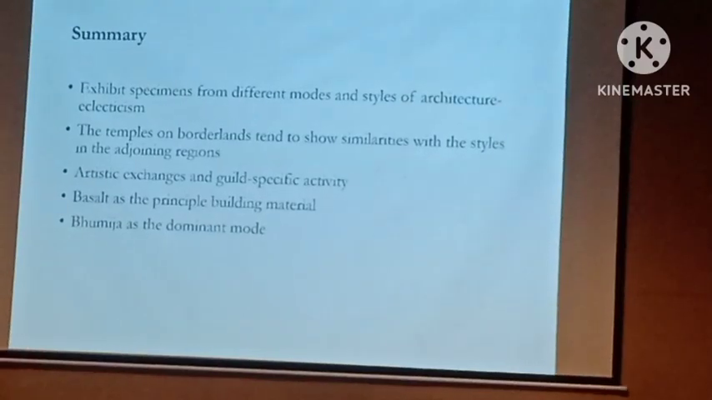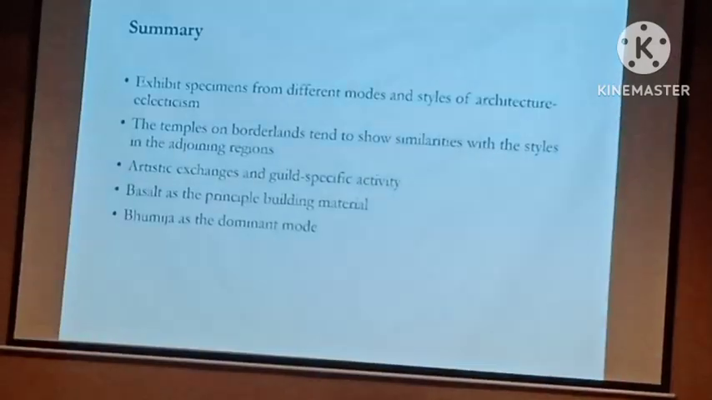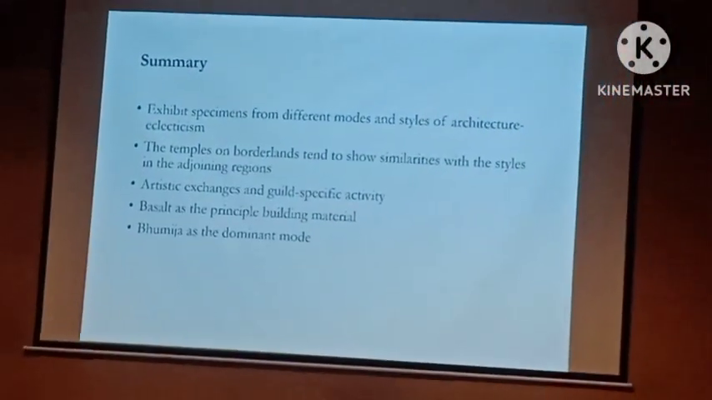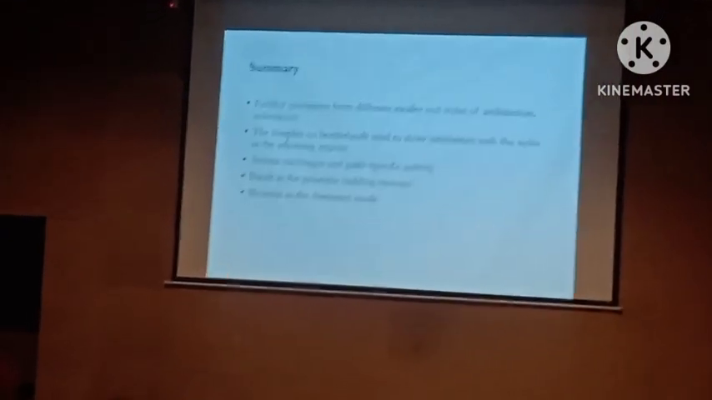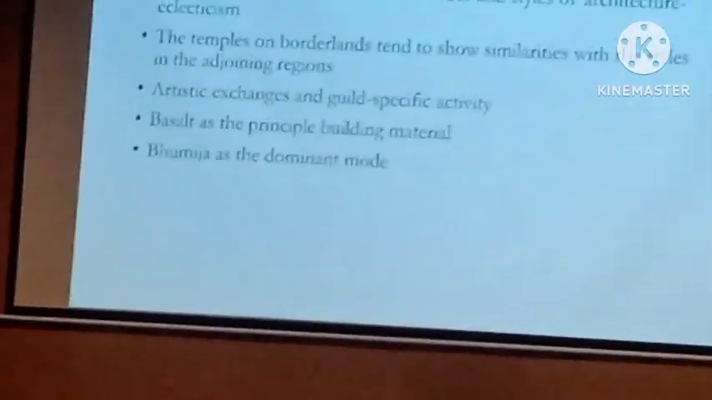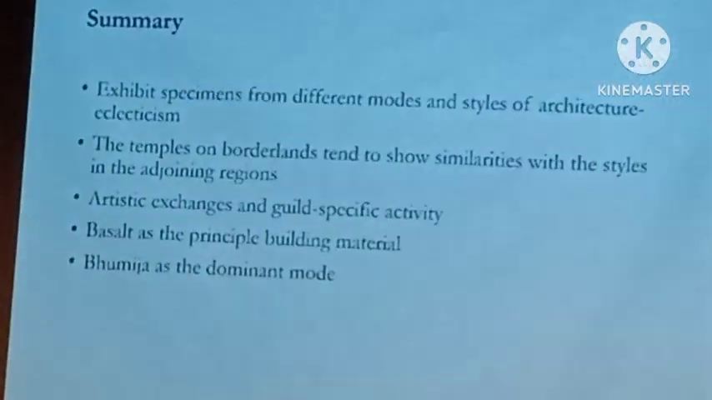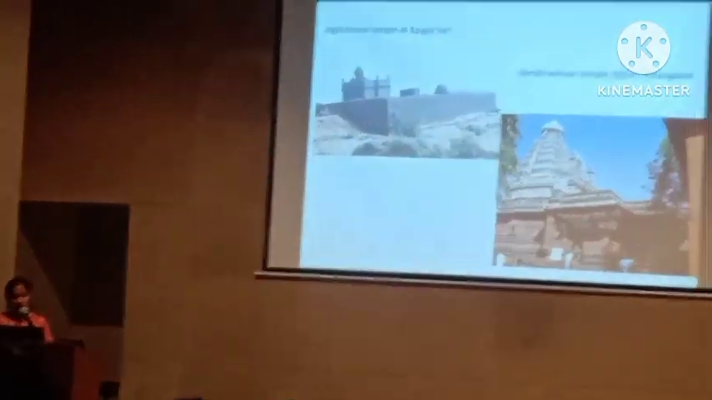Yeah, and that's the summary of what I just spoke about from temples of Maharashtra. That there are different specimens from different modes and different styles. The temples on borderlands tend to show similarities with the styles in adjoining regions, and it actually speaks about the artistic exchanges and the guild activities during this time period. And the basalt, so this is also an important point. Basalt is the principal stone used while building because that's the most available stone over here. And Bhumija is the dominant mode in the temples of Maharashtra. So you will see most specimens in Bhumija mode.